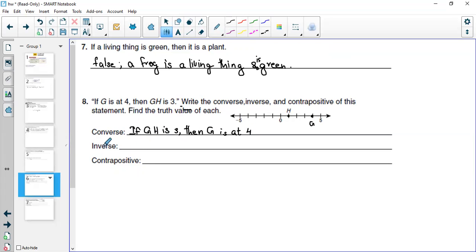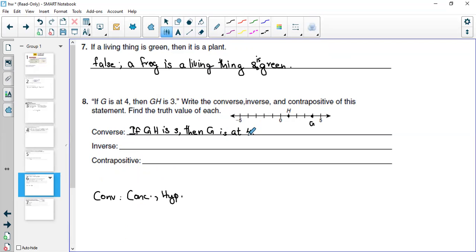So this is how you write a converse statement. You bring the conclusion in front. Let me write it down here. In converse, you bring the conclusion in front and the hypothesis behind. So now we need to find the truth value of each. We are going to find out whether the statement which we wrote now is true or false.